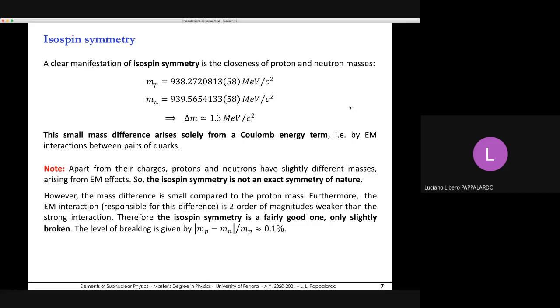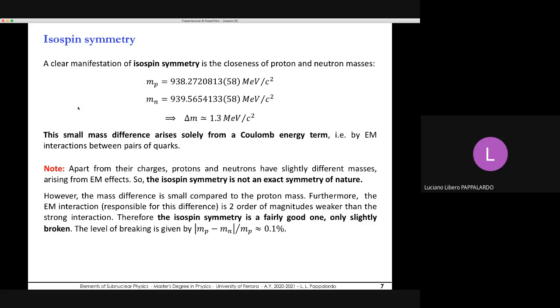So what can we say more here? Of course, apart from their charges, protons and neutrons have also slightly different masses, as we have just seen, which arise from electromagnetic effects only. So we can say that the isospin symmetry is not an exact symmetry of nature, okay? It is, let's say, a broken symmetry because the two masses are not exactly the same.